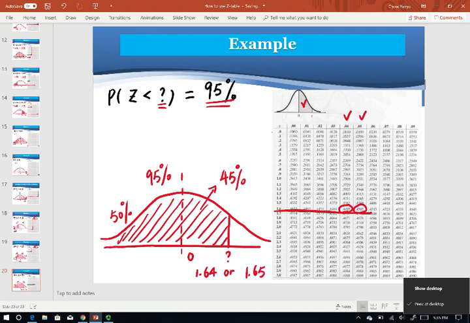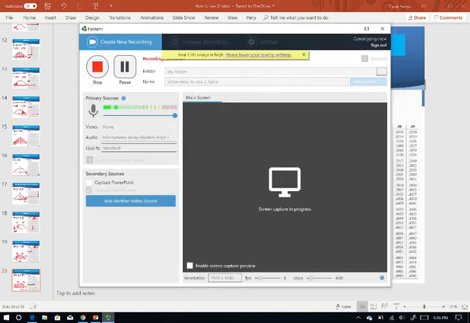So we can use the z-table either to find the probability if you know the z-score, or the opposite. If you know the probability, you can also find the z-score in the z-table. So please also watch the next video for some applications and examples for real questions. That's all for this video.